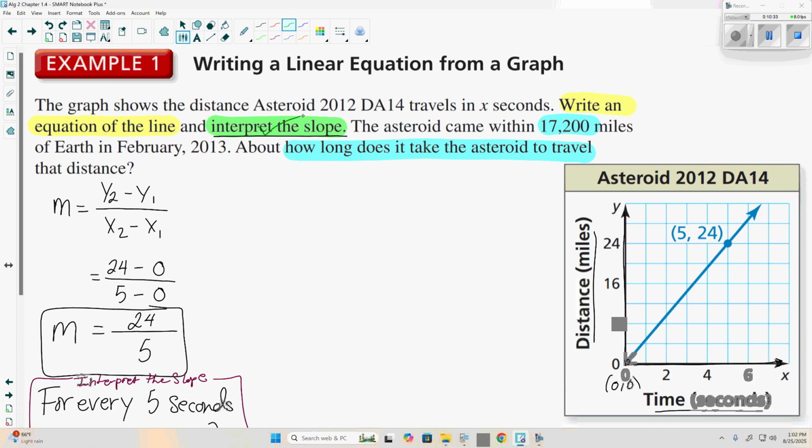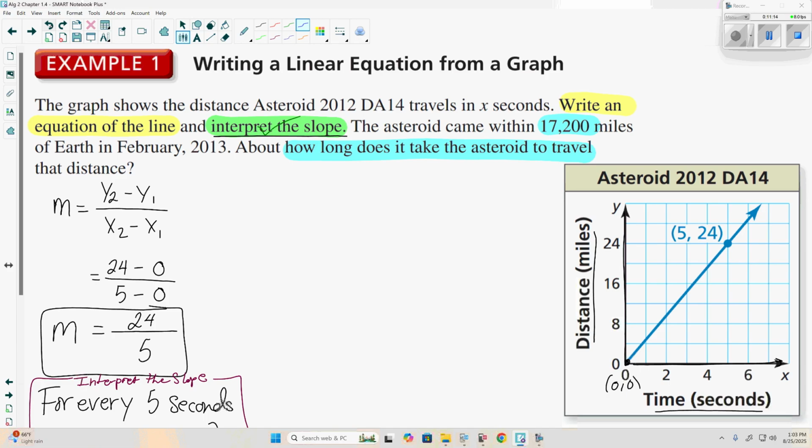Is there anything else we need to do? We need to write the equation of the line and then see how long it takes the asteroid to travel 17,200 miles. So we have two other things to do. So for writing the equation of the line, we have two equations we can use. Y equals mx plus b, and our y minus y1 equals m times x minus x1. We have these two ways to write the equation of the line. Now the question and the big determining factor between which one we pick is, do we know the y-intercept? Do we know where it crosses the y-axis?